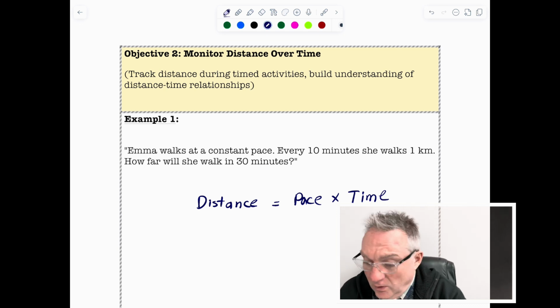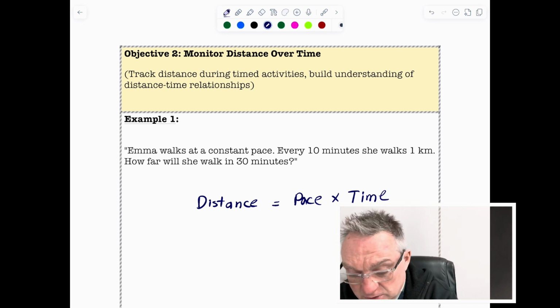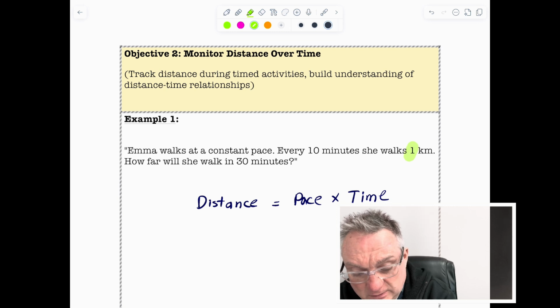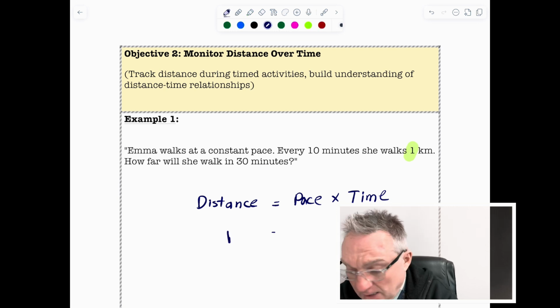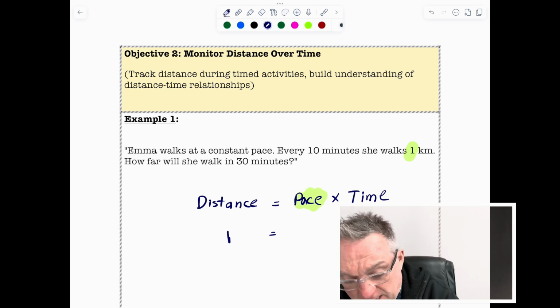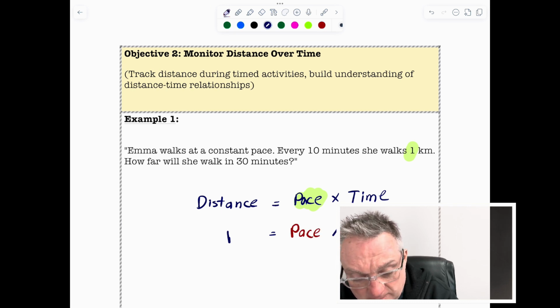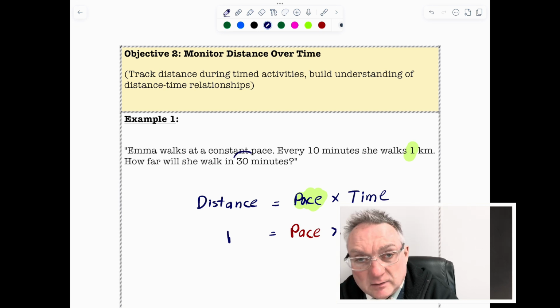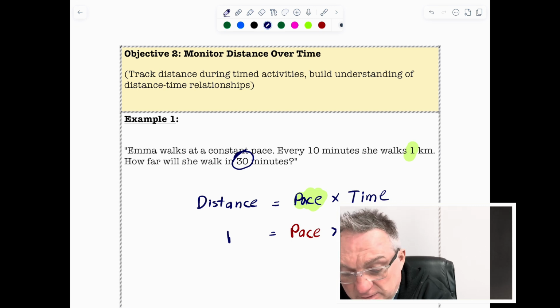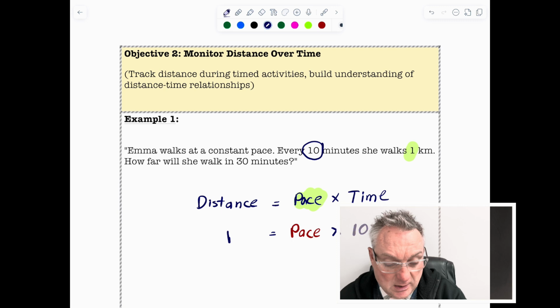Okay? And so they tell us that she covers 1 kilometer, so her distance is 1, at some constant pace. I don't know what that is, so I'm just going to write pace times, and the time in this instance is 10 minutes. I'm sorry, that was in 10 minutes, my bad. Every 10 minutes she does that. So I can actually keep it in minutes because they're going to give me how far will she walk in 30 minutes. So we can do everything in terms of minutes.